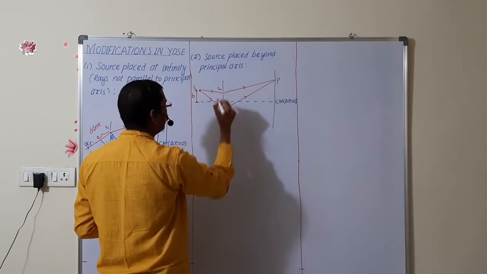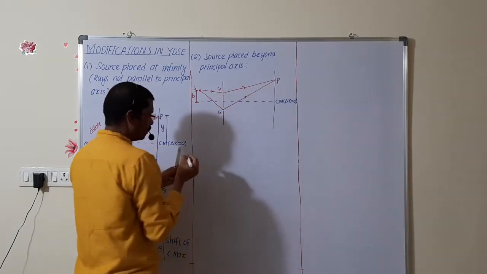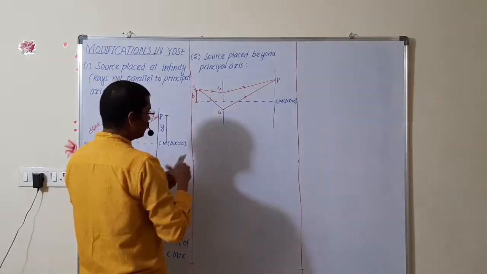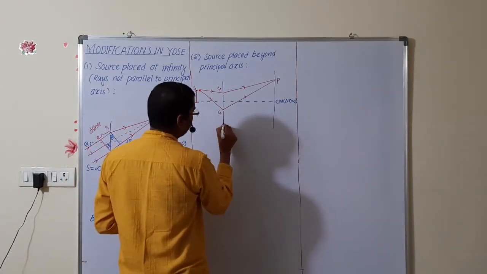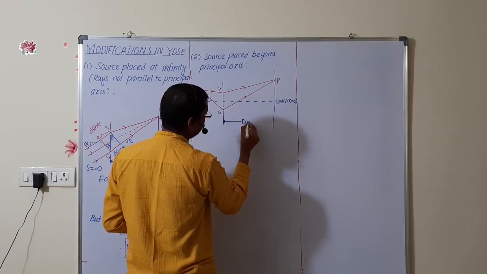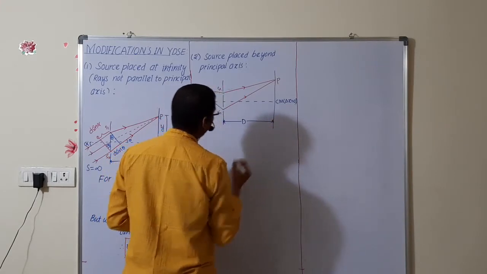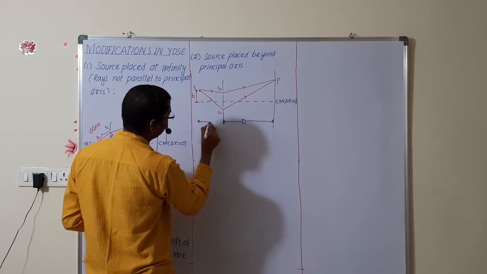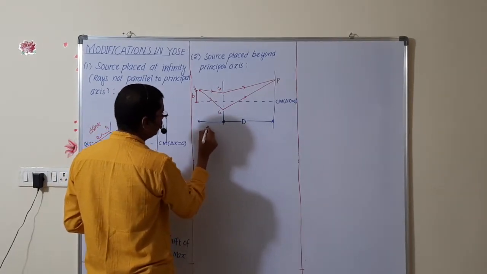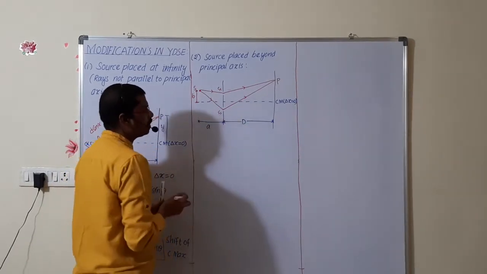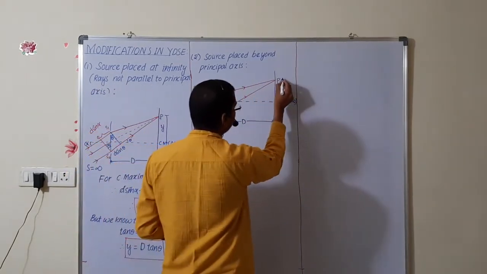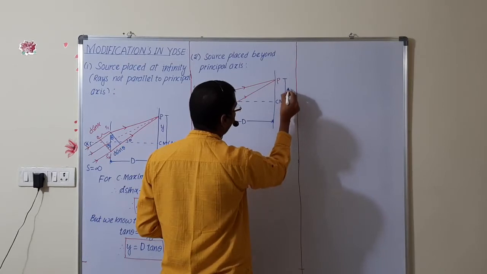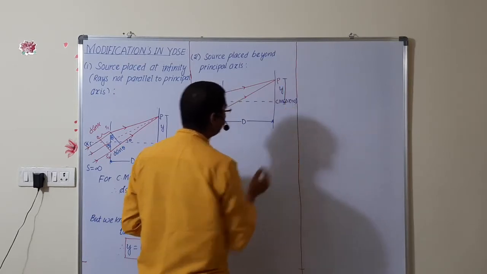This is S1 and this is S2. The distance between S1 and S2 is d. The distance from the slits to the screen is capital D, and the distance from the source to the slits is small a. The distance from P to the central maximum is represented by y.